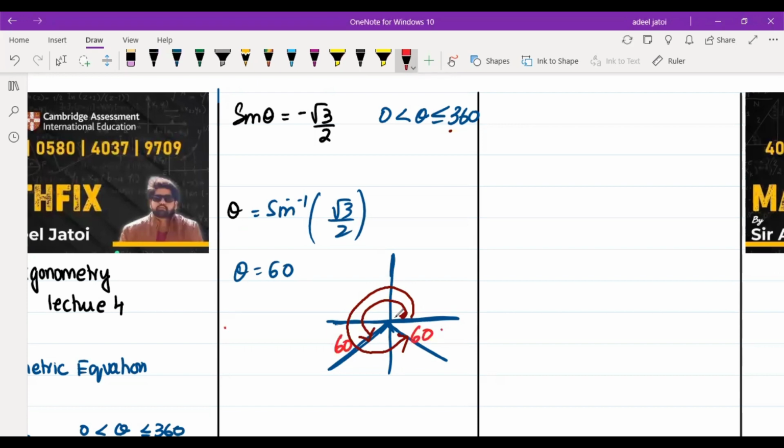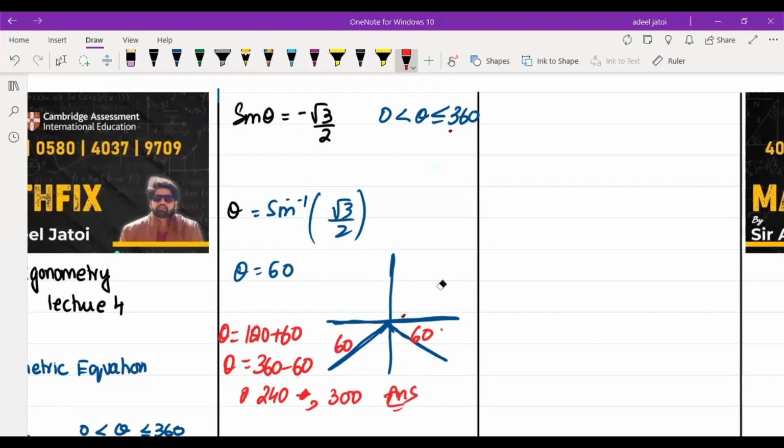So the first angle that we will get is 180 plus 60. And the second angle we will get is 360 minus 60. So the answer will be 240 and 300. So these are the two answers for the same particular domain.